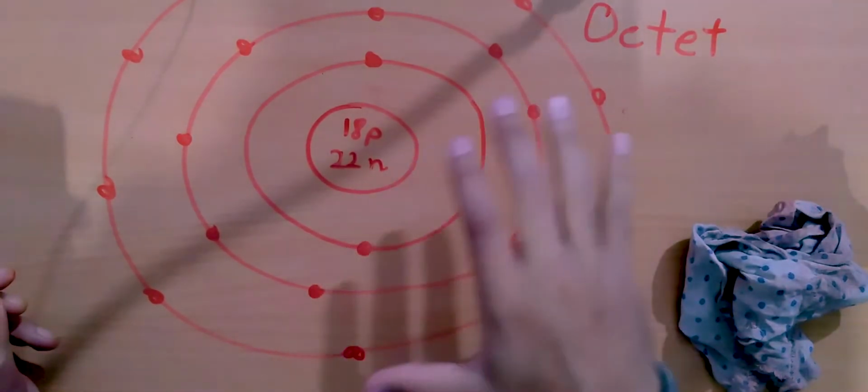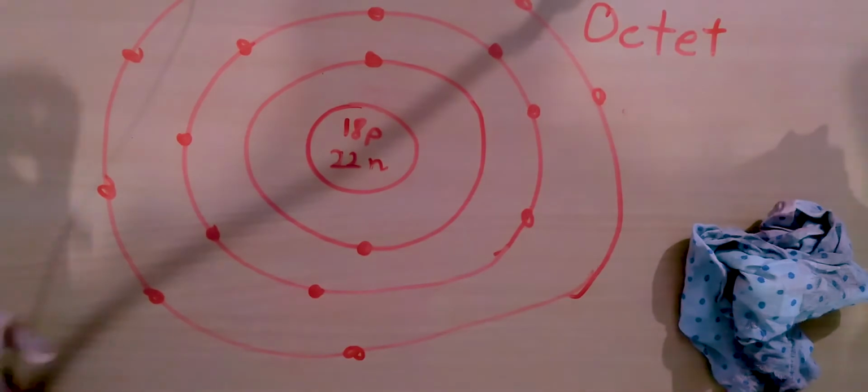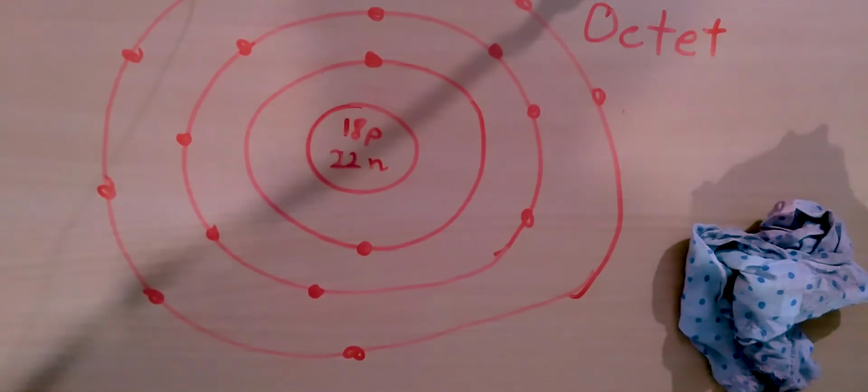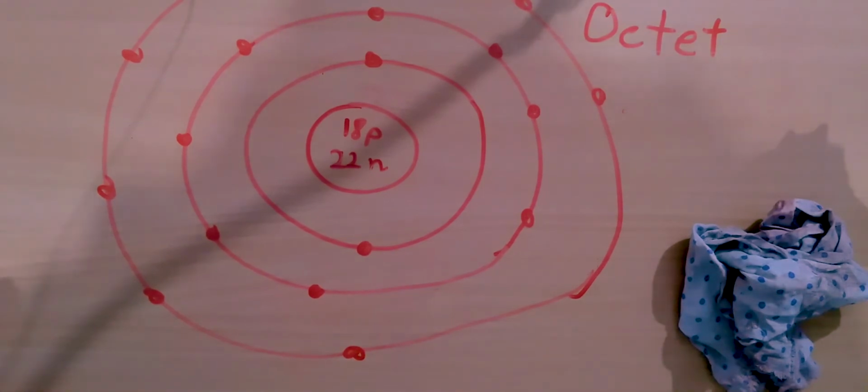This is how you fill up the various orbits or shells in a given element or a given atom. And I hope by using this method you can fill up the electrons in any given atom. So yeah, that is how you fill it up using that simple formula of 2n square. And yeah, that's it for this video.